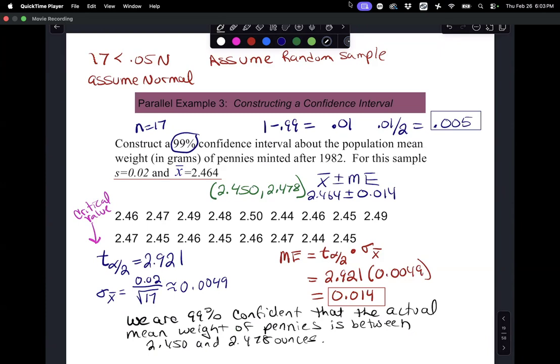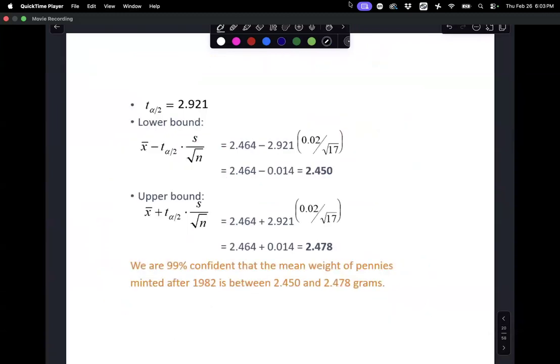All right, jump to the next screen. This is just exactly what we just did. Those are the numbers we got. Amazing. We are 99% confident the mean weight of pennies minted after 1982 is between those two values. Those are the exact same two values we have. It's beautiful. I love when the answers are the same.